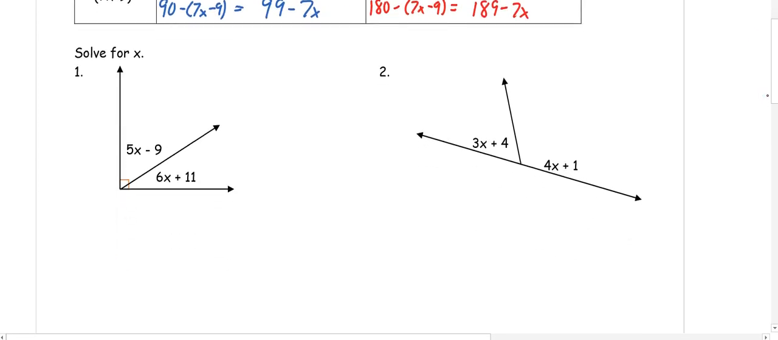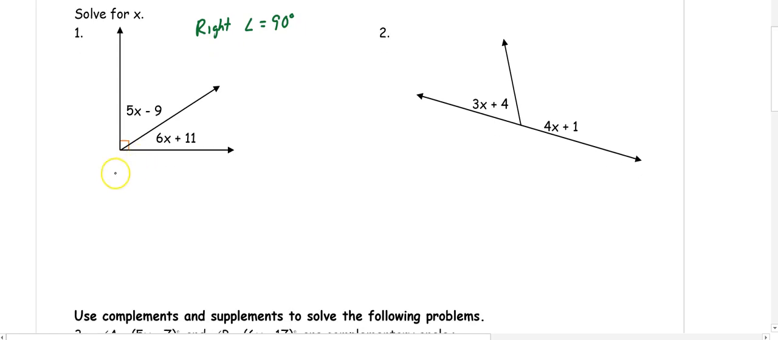Number 1 and 2, solve for x. So in number 1, we have this orange little box. That's telling us that the lines are perpendicular, which means that this is a right angle. And remember that right angles are 90 degrees. So to solve for x, we would add our two angles together, 5x minus 9 plus 6x plus 11 is equal to 90 degrees. And we're going to go through and solve for x.